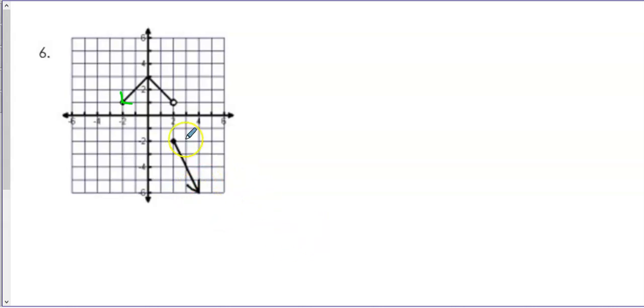So let's see. This looks like the parent function, absolute value function, but it's been reflected over the x-axis and it's been moved up 3. So what does that look like? Well, it's a negative right there, reflected over the x-axis, up 3, and that's it. And this one is x is less than 2.